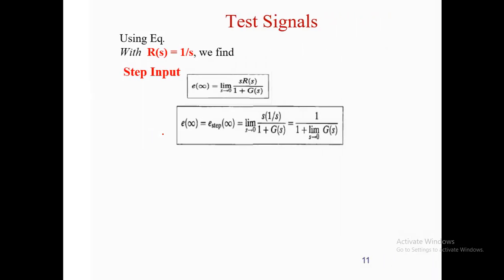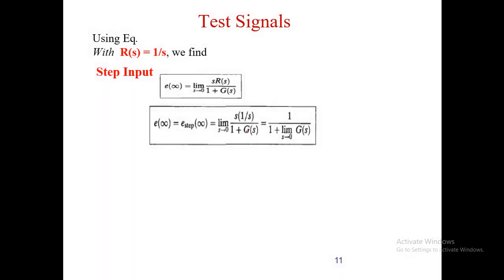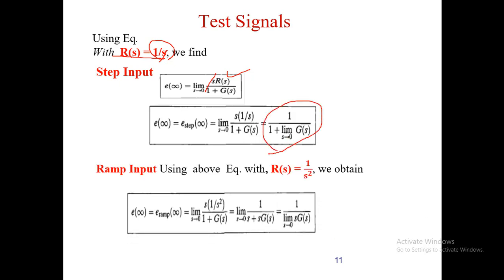If it is a parabolic function, it will be coming differently. You see that if I put this R of S as 1 over S, this S will be cancelled with this S, so there will be only 1 in the numerator. Similarly, if you put R of S as 1 over S square, because you know if you put a ramp function, this S will be cancelled with 1 of the S, and 1 of the S will be coming in the denominator. You see that there will be 1 S in the denominator as well.